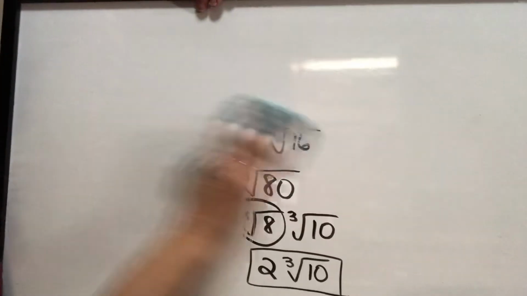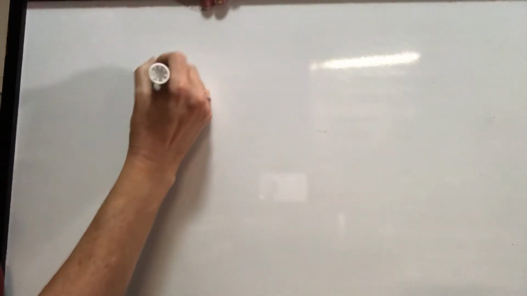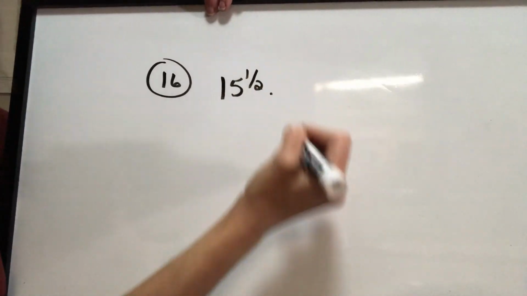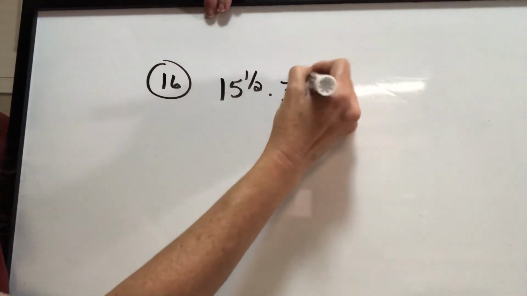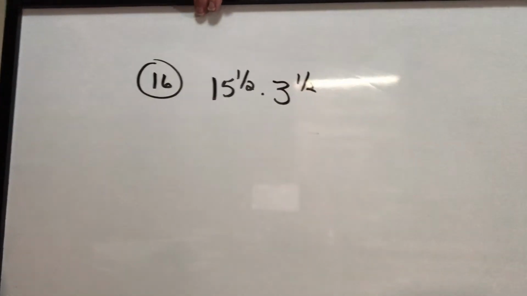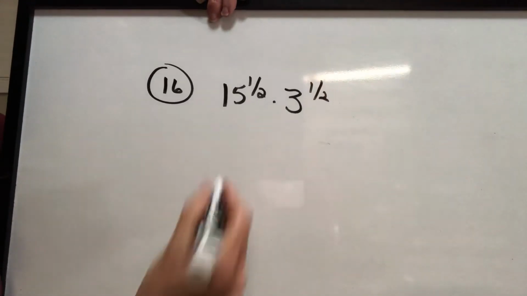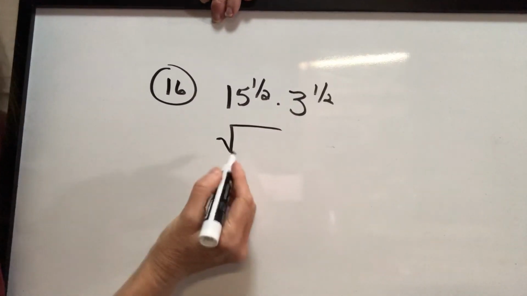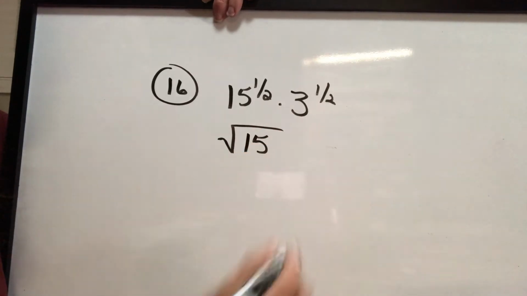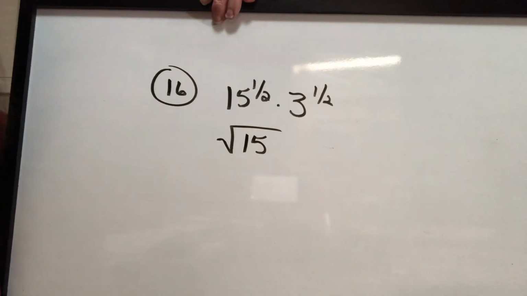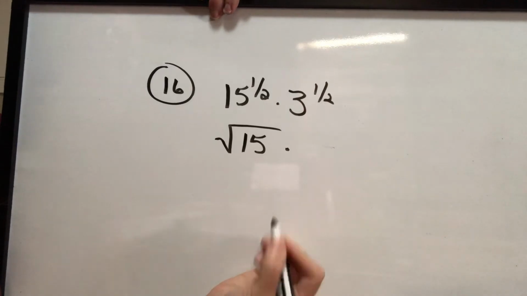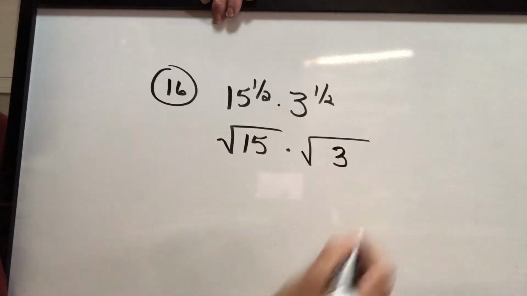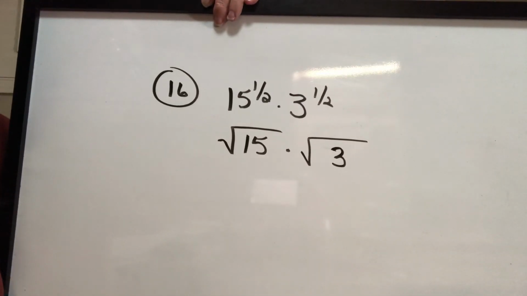Okay, so one more. We have 15 to the half power times 3 to the half power. So first change them to radicals. The 2 means that it's a square root. You don't write the 2, you just call it a square root. And inside it would be 15 to the first power, which is just 15. Same thing with the second one. The 2 means it's a square root. Don't write the 2. Put the 3 on the inside, and that's to the first power, which is just 3.